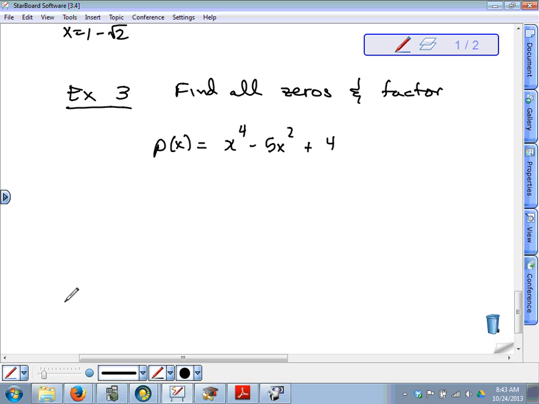These sorts of problems always start the same way. If you don't know what numbers to test, you have to make a list of possible numbers to test. Where does that list come from? It's called the rational zeros theorem. Use the rational zeros theorem. You first list your factors of p, then you list your factors of q.